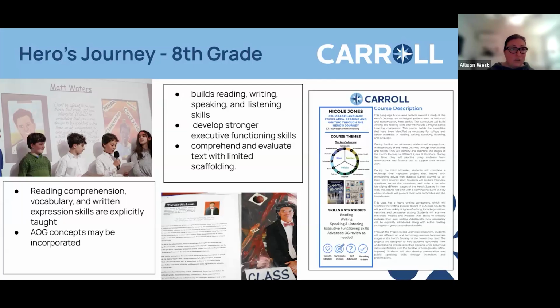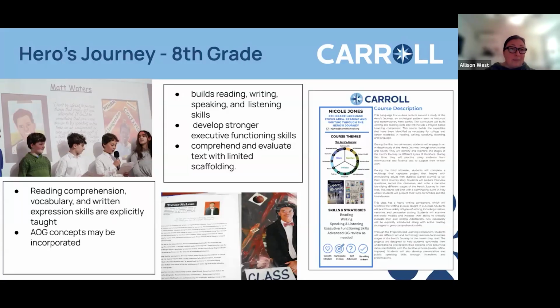And while certain advanced OG concepts or spelling practice may be incorporated into this focus area class, they are really ready to be pushed to apply skills for increased automaticity and independence. And so they are building reading, writing, speaking, and listening skills. They're working to develop stronger executive functioning. They're managing a project over the course of the year. They're comprehending and evaluating text with scaffolding that's limiting over the course of the year. And really, it's an opportunity for their comprehension and written expression skills to really flourish.